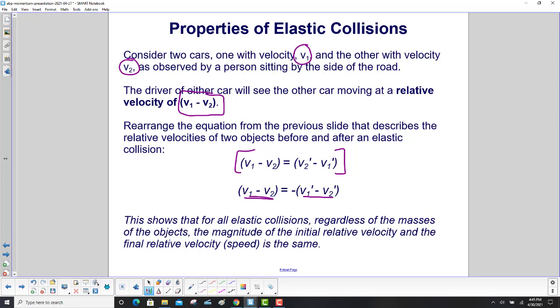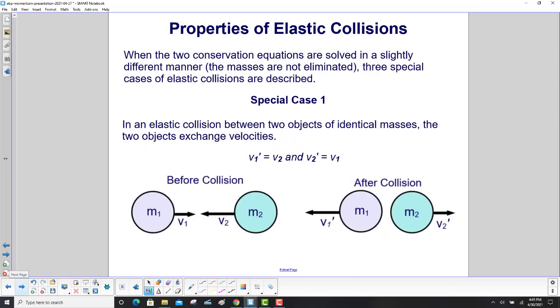That shows for all elastic collisions, regardless of their masses, the mass doesn't matter here, the magnitude of the initial relative velocity and the final relative velocity, also known as speed, is the same. When our two conservation equations, kinetic energy and momentum, are solved in a slightly different manner, and we're going to do that in AP1 and APC, in that case the masses won't be eliminated.